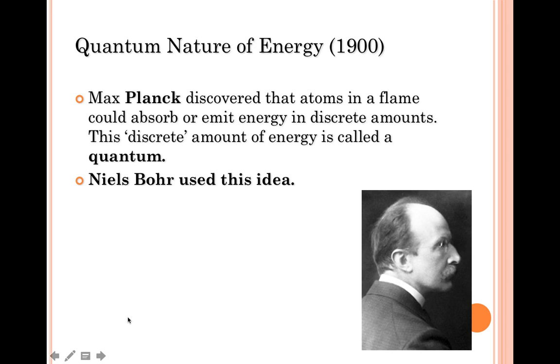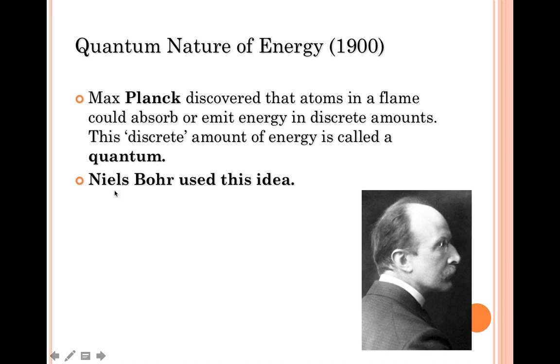All right, so unfortunately, that basic picture we learned is nice, but it's a real simplification. And so some experiments were going on at the same time in physics that would lead to a little bit more sophisticated idea of what the atom looks like. So Max Planck, and you need to write him down, discovered that atoms in a flame could absorb or emit energy in discrete amounts. These discrete amounts of energy were called quantum. Okay, so atoms could absorb energy, and they would also emit energy in very specific amounts.